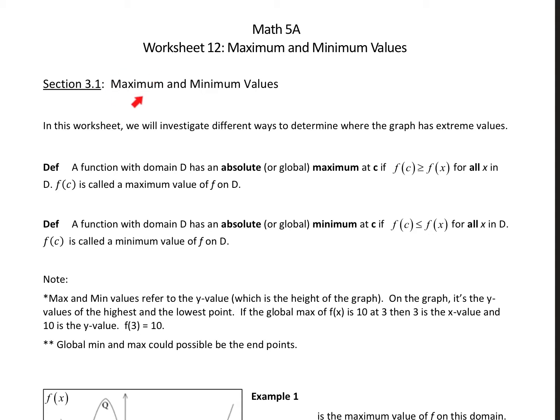So maximum minimum. Maximum means the highest value, and minimum is the lowest value. It translates to, if we look at the graph, the max will be the highest point of the graph, and the min will be the lowest point of the graph.